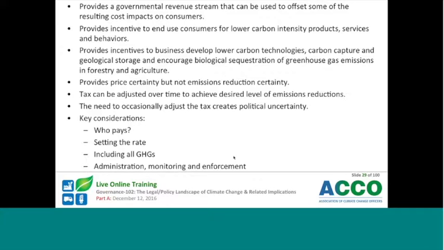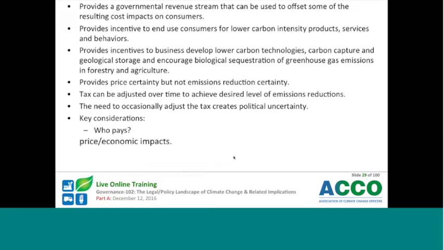Now, other key considerations to think about in the context of a carbon tax: who's paying? Is it market-wide? Are you targeting specific sectors? What rate are you setting it at? Are you including all greenhouse gases? Are you treating them equally? Are you taxing different gases at different levels? And how are you going to go about administering, monitoring, and enforcing this program?